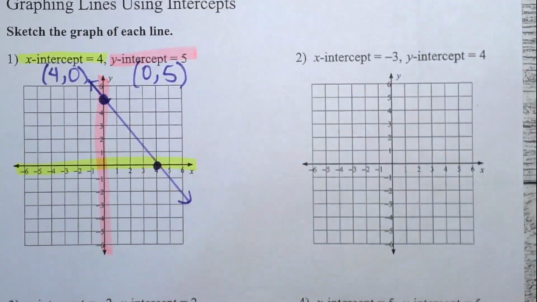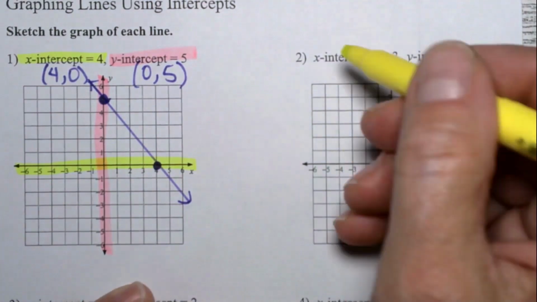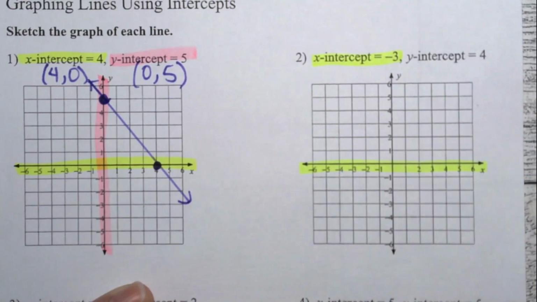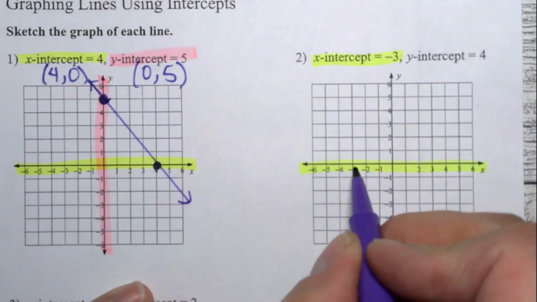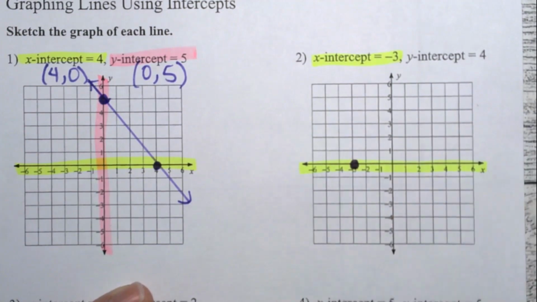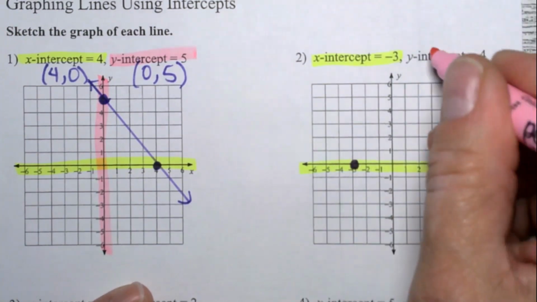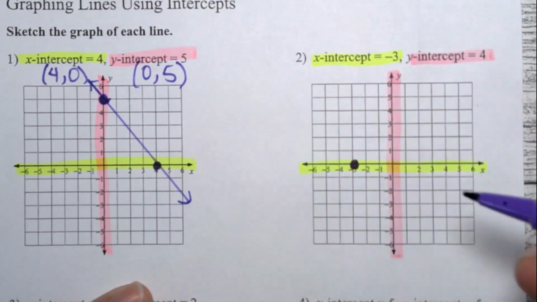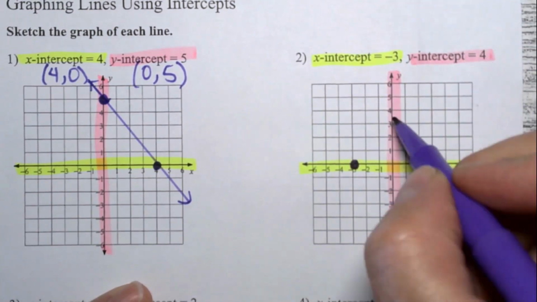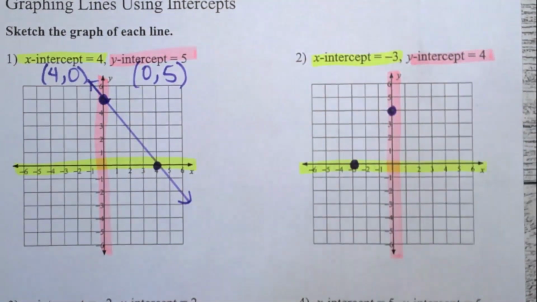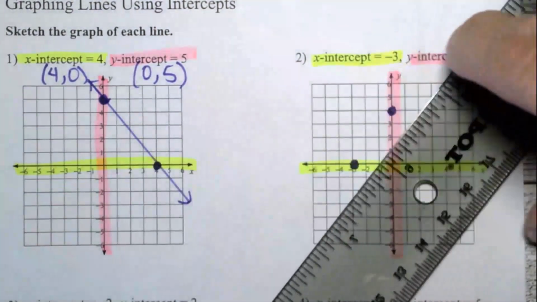All right, number 2. The x-intercept goes on the x, and it is -3. So I find -3 on the x and put a dot there. The y-intercept goes on the y. So I find the +4 on the y and put a dot there. And then I draw the line, and I am done.